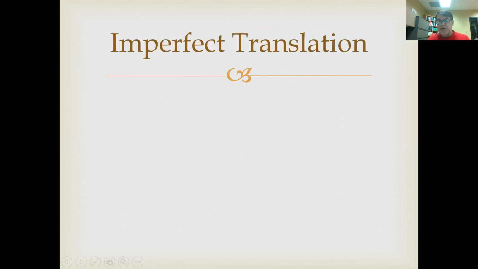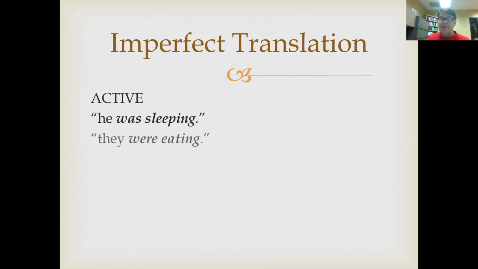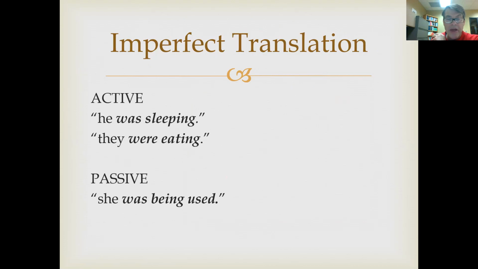There are several nuances of the imperfect tense. This is what we normally do in third semester Greek. Here I'm giving you the basic translations. So the imperfect active is was sleeping, or they were eating. And then the passive is going to be she was being used, or they were being tried. So you can see that this is past continuous action.